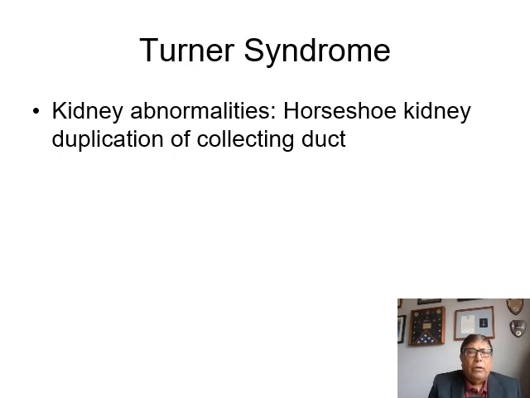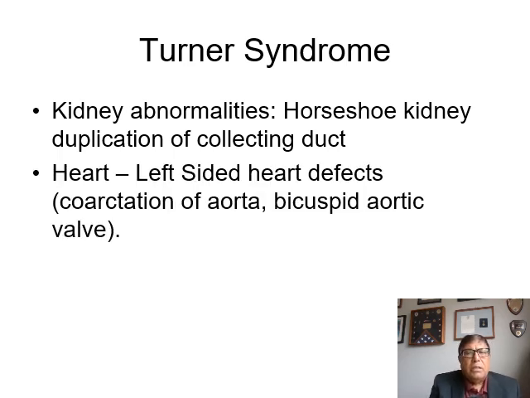The other anomaly that is a board question is the kidney abnormalities, usually a horseshoe-shaped kidney or duplication of the collecting duct. The heart defect in Turner syndrome, as opposed to Noonan, which I will cover later, is a left-sided cardiac defect, most commonly coarctation of the aorta and bicuspid aortic valve. It's interesting to note that many kids with coarctation of the aorta may also have a bicuspid aortic valve.